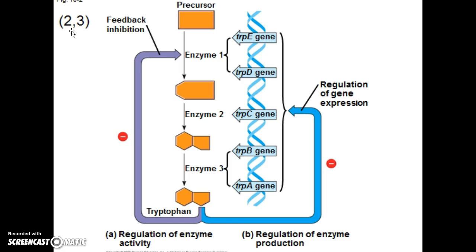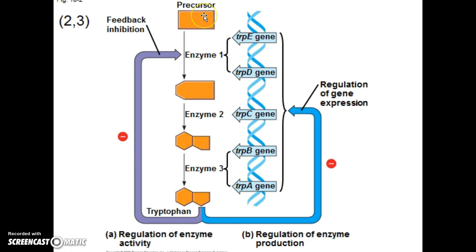Bacterial metabolism can be controlled in 2 ways. The first way is to adjust the activity of enzymes already present. In the left side of the image, we see feedback inhibition, which is a negative feedback process that shuts down the production of tryptophan. The second way, cells can adjust the production levels of certain enzymes. We see this on the right side of the image. Actually, there's several genes there: TRPE, TRPD, TRPC, TRPB, TRPA.